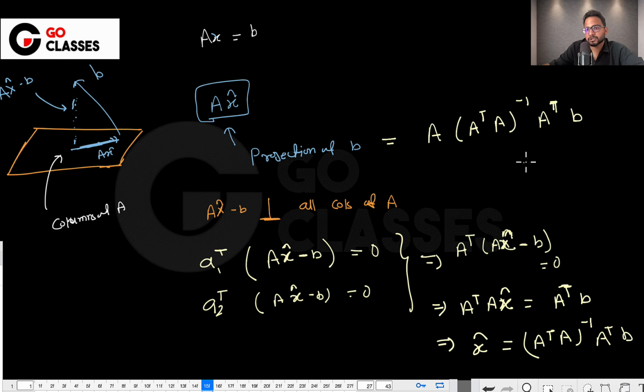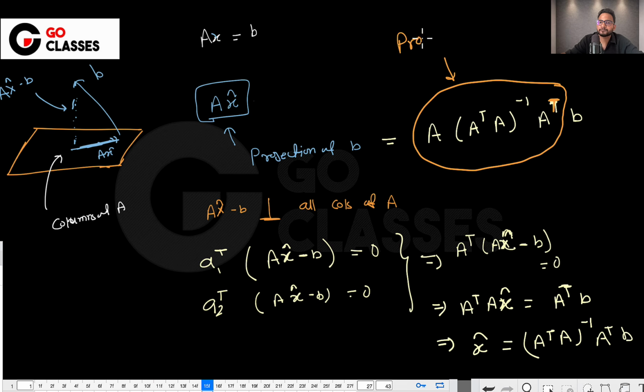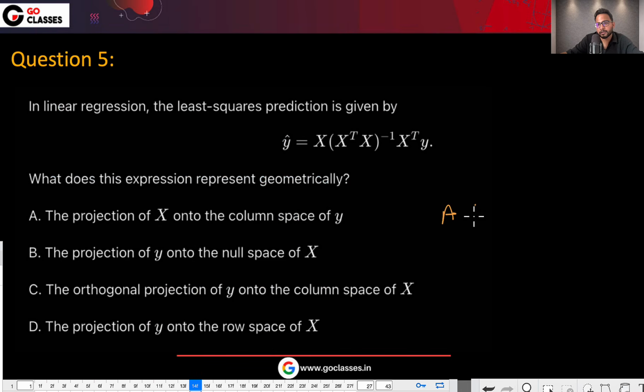Now, if you want to find the projection matrix, it is a matrix such that when you multiply any vector, you get the projection. So basically this whole thing will be the projection matrix. You multiply B, you get the projection of B. If you multiply C, you get the projection of C. So this whole thing is a projection matrix, the projection on the column space of A. A transpose A inverse into A transpose is the projection matrix.